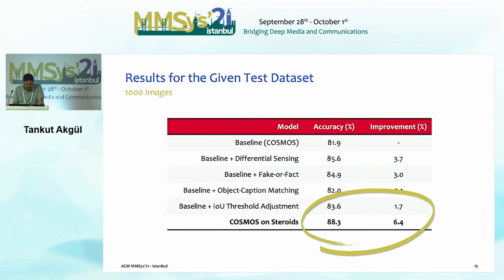and the last one is this IOU threshold adjustment. We get 1.7% improvement, and so overall, if everything is applied, we get 6.4% improvement. And if you add up the numbers, obviously you should get more than 6.4 if you add them individually. So that means that there's some overlap between the methods. Some methods, like fake or fact, probably find some samples that differential sensing also finds. So there are some common samples between those.